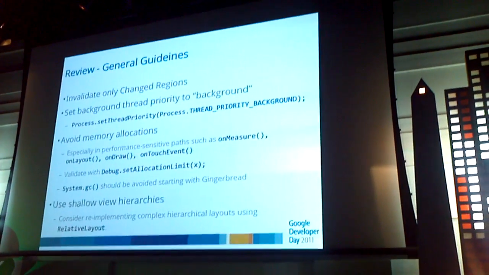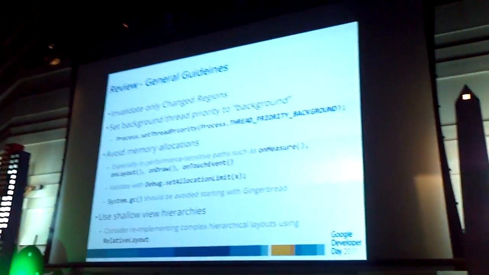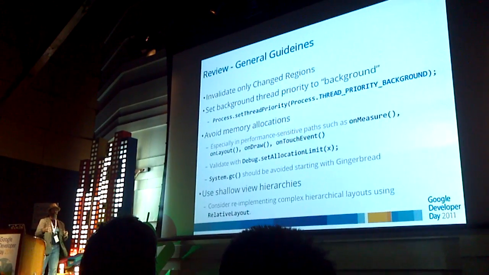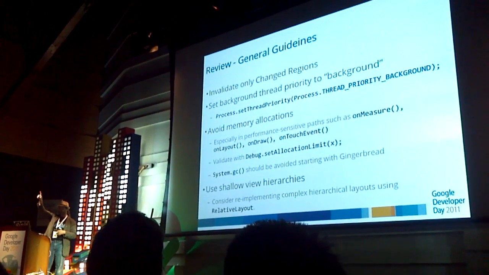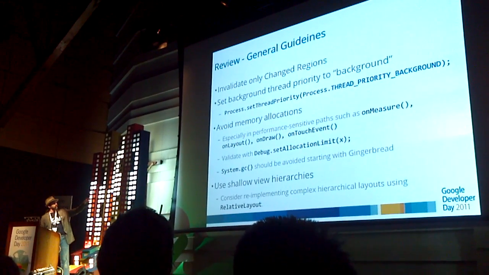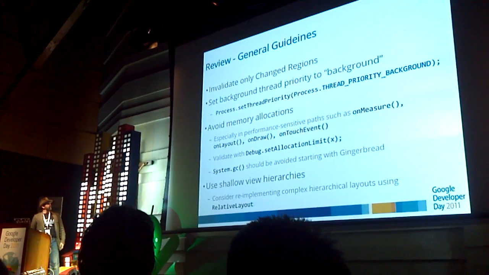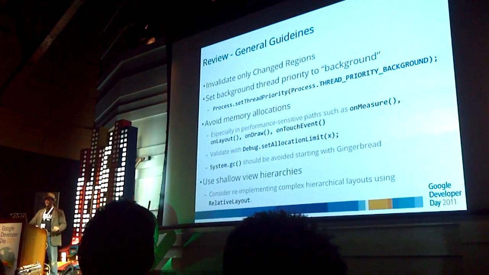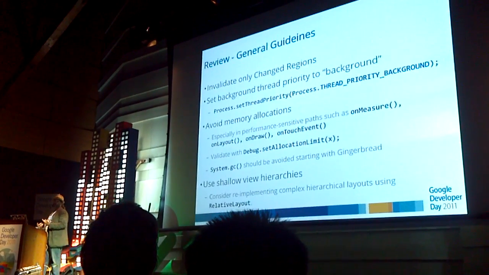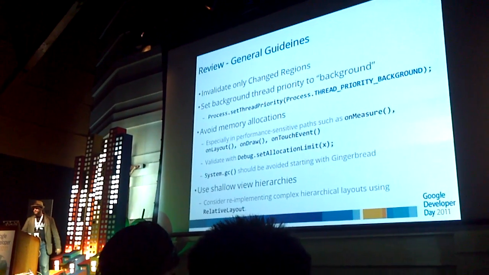We want to avoid memory allocations in our draw calls because that'll cause the virtual machine to have to do a garbage collection, and you'll see the app go like this. And there's nothing worse when you're scrolling with your hand and it jitters. So we want to try to make sure that nothing actually allocates memory while we're doing scrolling. And we also want to use shallow view hierarchies. You can create very complicated things, and Android does pretty well with it up to a point, but it has to do a lot of additional calculations.